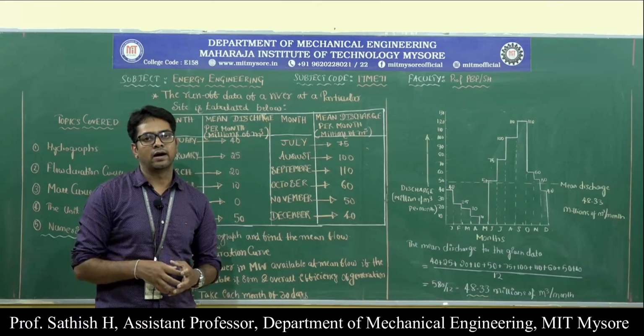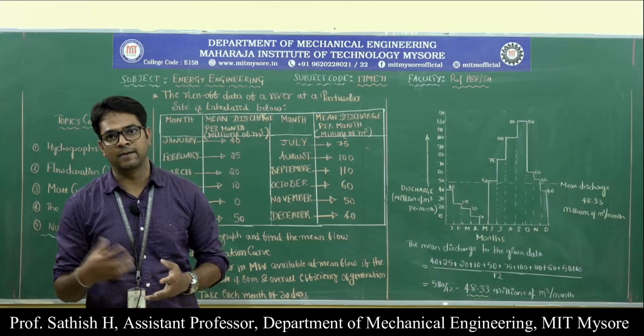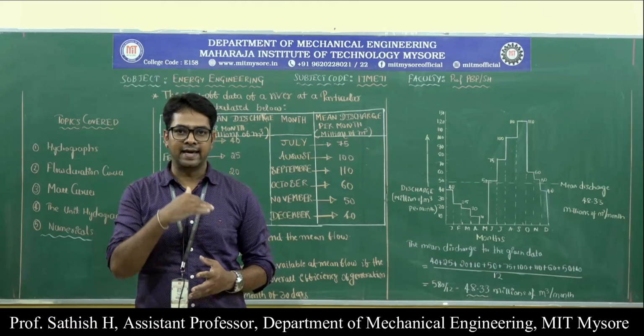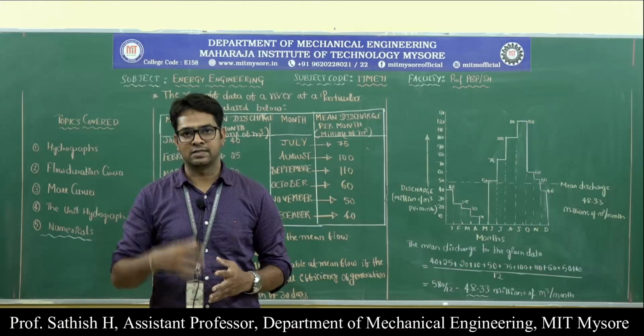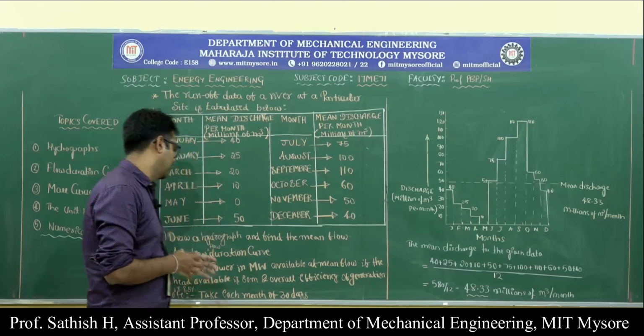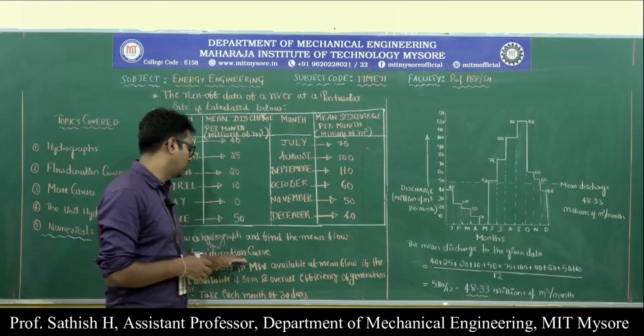Okay, so as we know, while discussing the theoretical concepts of hydrograph, on the x-axis we have the time. Here, since the data is given in terms of months, on the x-axis you have the months, and on the y-axis you will plot the discharge, that is in millions of meter cube per month. The second one they ask us to find is to also draw the flow duration curve.